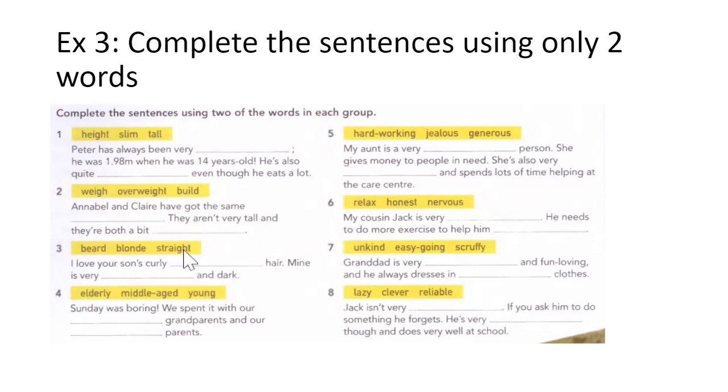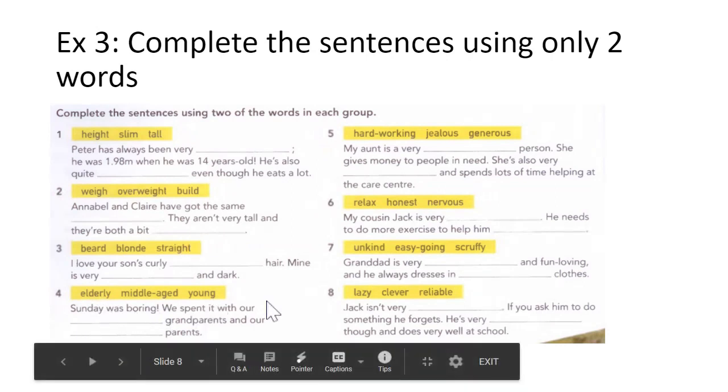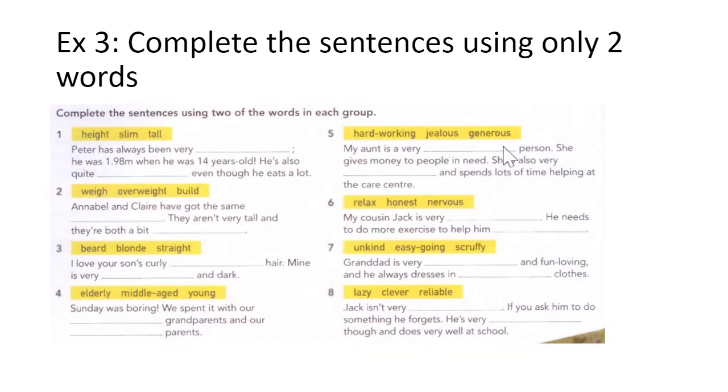Beard, blonde, straight. Beard is janggut, blonde warna perang. Straight, straight hair macam tu. Okay, elderly, middle-aged, young. Hardworking, jealous, generous. You should know all these words. Generous ni, generous is someone who is very suka derma. Apa in bahasa Melayu? I forgot the word already. Tapi macam suka bagi derma lah, itu adalah generous.